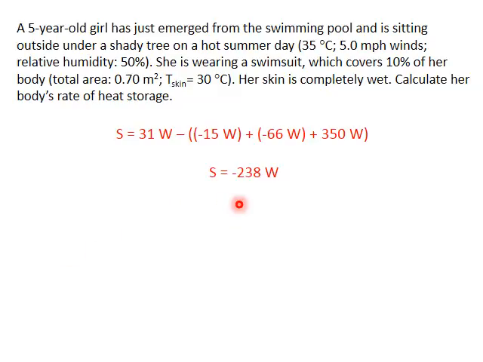When we solve for S, we obtain a value of negative 238 watts. The fact that this is a negative value indicates that the girl is losing heat from her body. She's losing it at a rate of 238 watts. This means that this girl is going to start feeling chilly under these conditions.